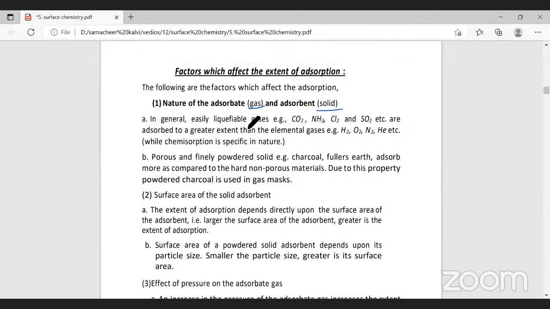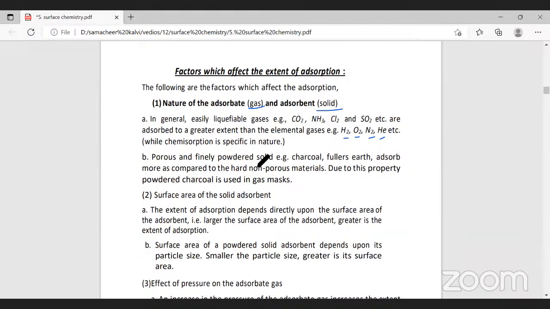The first one: in general, easily liquefiable gases like carbon dioxide, ammonia, chlorine, sulfur dioxide, etc., are adsorbed to a greater extent than elemental gases like hydrogen, nitrogen, oxygen, helium, etc., while chemisorption is specific in nature. So easily liquefiable gases are adsorbed more, and elemental gases like hydrogen, oxygen, nitrogen, helium are not liquefiable easily, therefore adsorption is less.